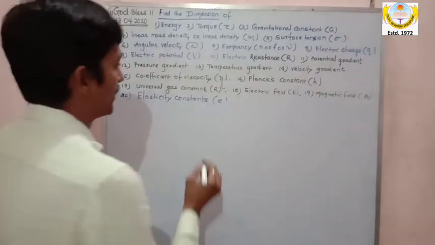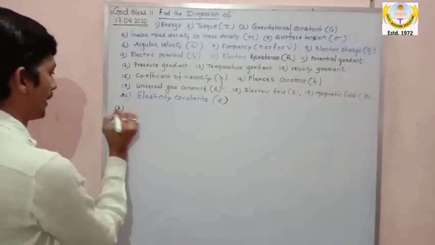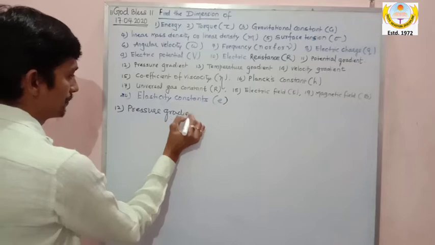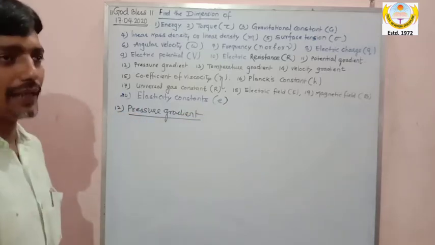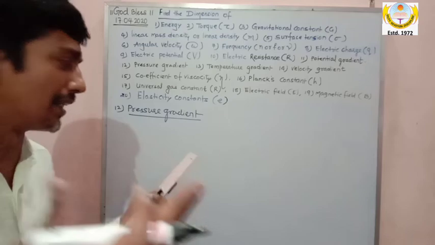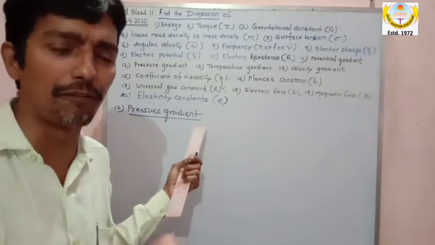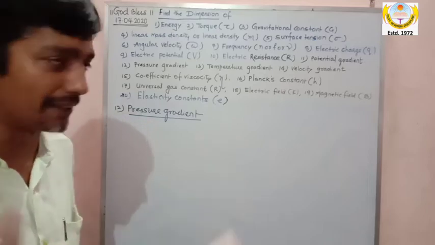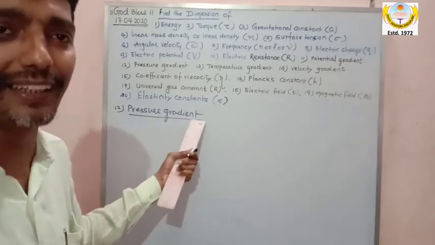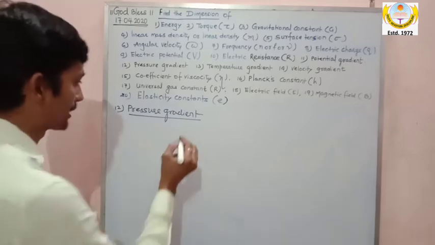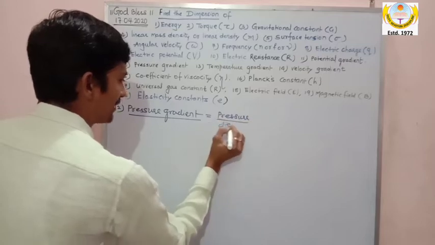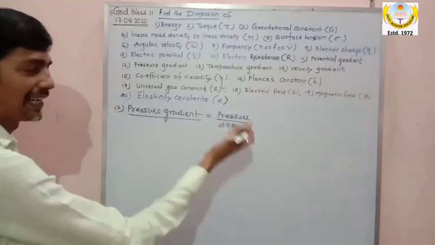Now let's move to dimension number 12. Dimension number 12 is pressure gradient. I am not denoting this with any alphabet because it depends upon us during the question. If it is there, we ourselves take some denotation for it, no issues. Let this represent pressure gradient. I have given one logic that any quantity ending with the word gradient will be divided by distance. So the pressure gradient will be pressure divided by distance. So nice.